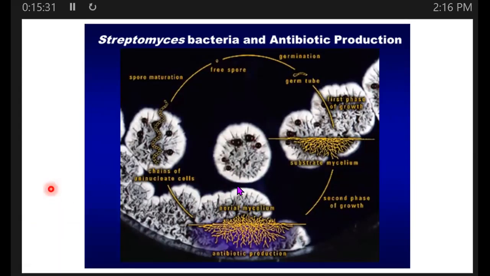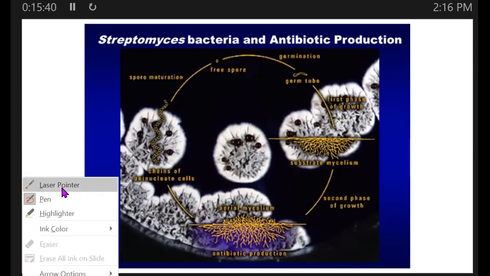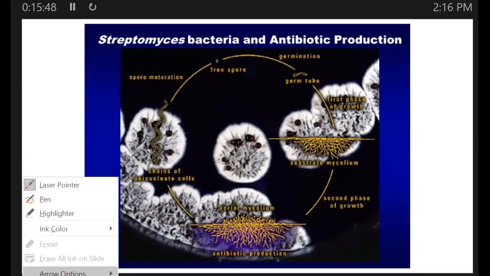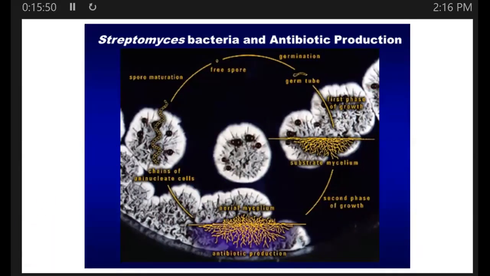And what you're seeing here is the life cycle. Well, one of the phases of the life cycle is that, all right, what's going on there? Let's try that again. I don't know why my pointer is not working. Well, that's annoying. Let me do my pen. Where is it?